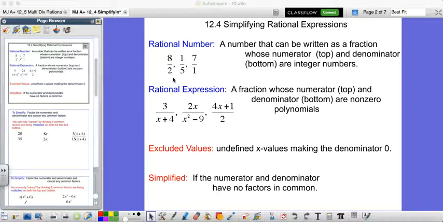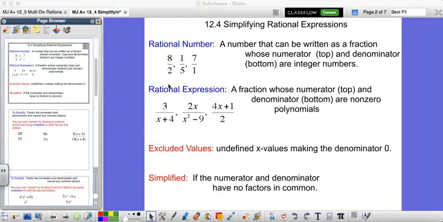12.4 is on simplifying rational expressions, and before we jump right into simplifying rational expressions, it's important to get some terminology out of the way. So just as a reminder from earlier in your mathematical education, a rational number is just any number that can be written as a fraction, where you have a numerator and a denominator that are both integers.